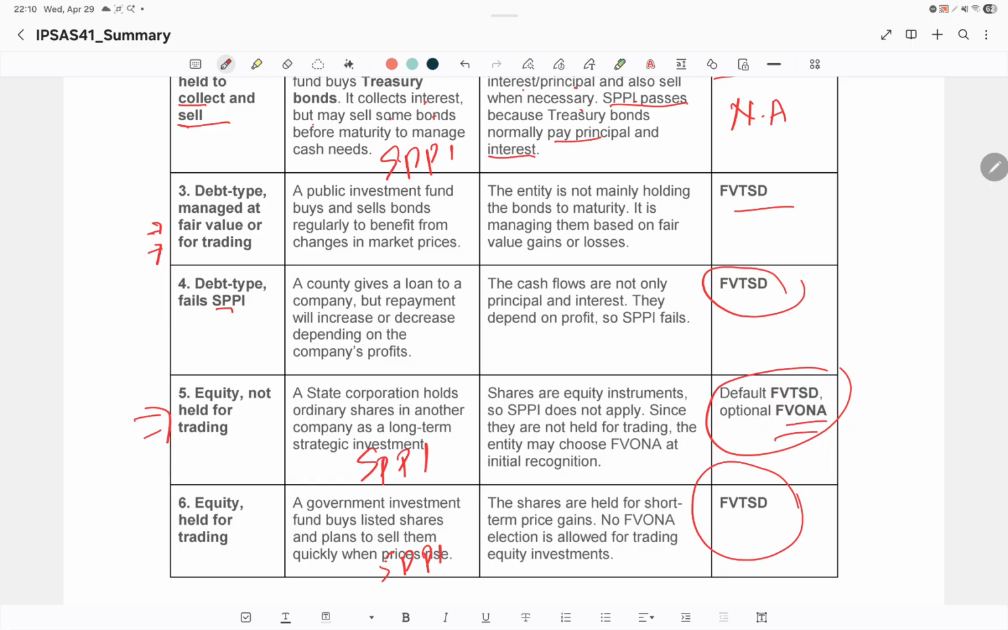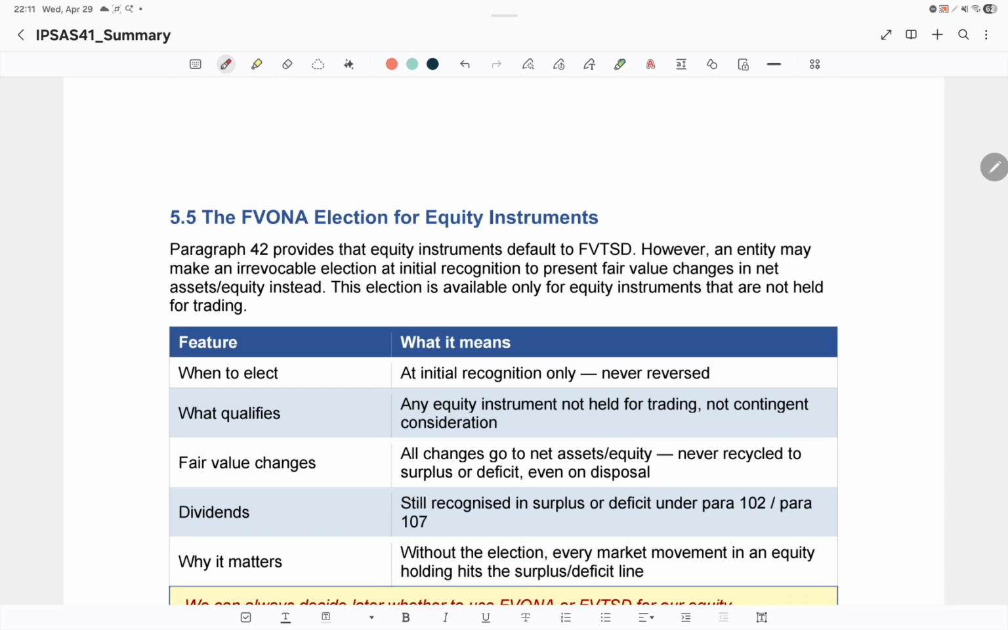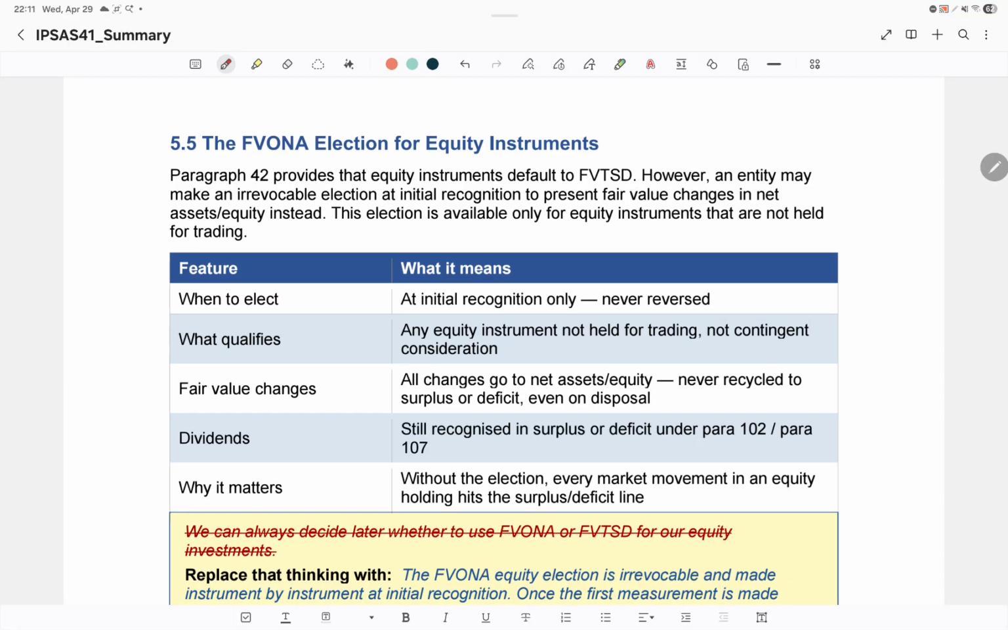So if you elect once, you cannot recycle. Once you have elected that, you cannot keep changing. You stick to fair value through net assets, and that's how we do the classification. So, fair value through net assets election for equity instruments.